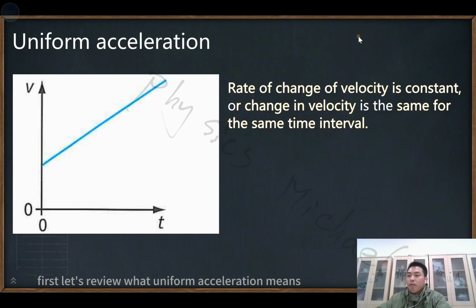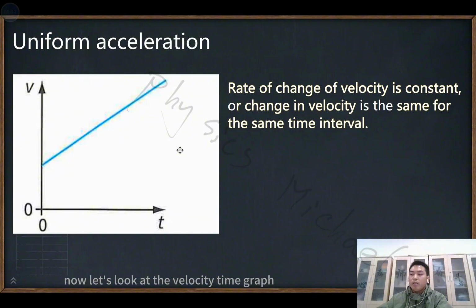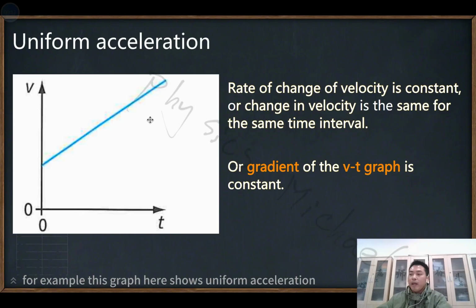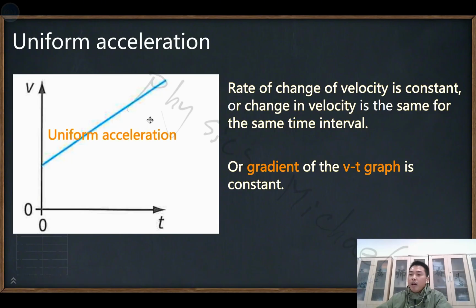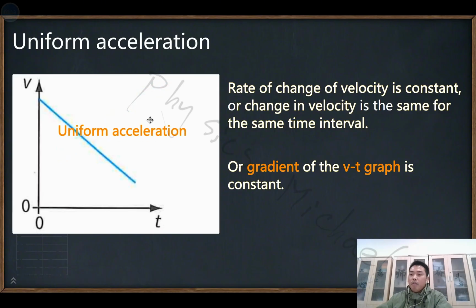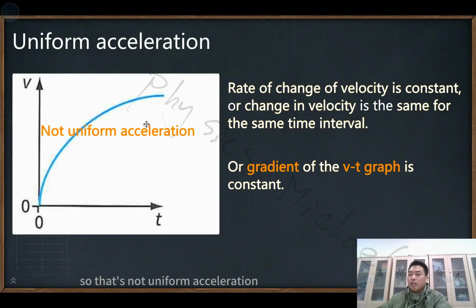First, let's review what uniform acceleration means. Uniform acceleration happens when an object's velocity changes at a constant rate. In other words, the amount of velocity changed is the same in each equal time interval. Now, let's look at the velocity time graph. If the graph has a straight line with a constant slope, that means the object is accelerating uniformly. For example, this graph here shows uniform acceleration, and so does this one. But this third one, its slope is changing, so that's not uniform acceleration.